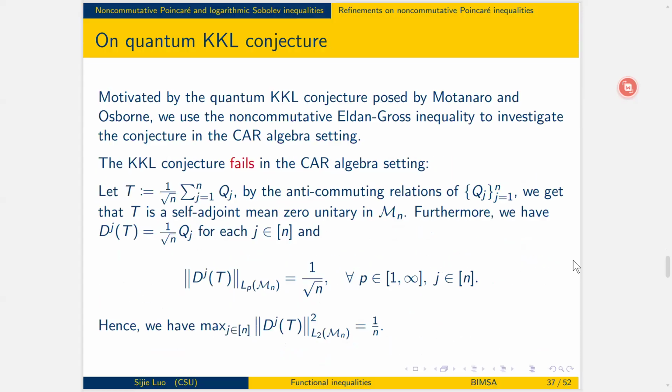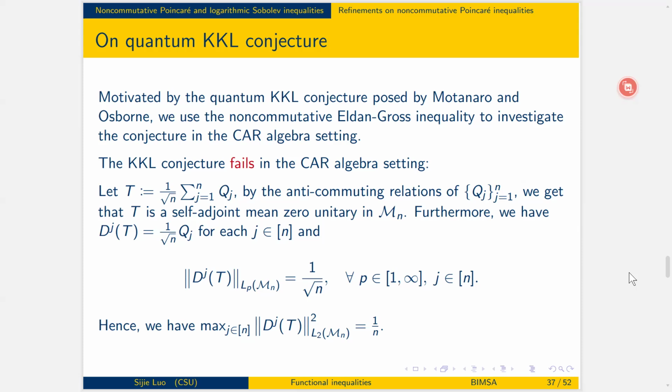Okay, but as I presented, the Eldan-Gross inequality we get is in the framework of the CAR algebra. It's not the quantum Fourier cube, although they are very similar. So we are interested in, if we ask the question for the CAR algebra, whether the KKL conjecture holds or fails. Okay, but it's quite interesting. In the CAR algebra, this conjecture fails. It's very easy to construct such an example.